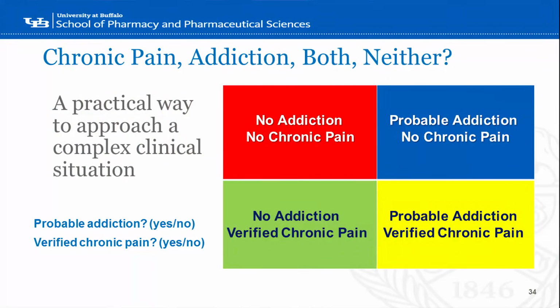I was taught in medical school that patients either had real pain or they were drug addicts, and my job was to figure out which one. I now know that this is not very helpful clinically. A better approach is to decide, does this person have an addiction? Yes, no. And does this person have a chronic pain disorder for which opioids are truly indicated? And by doing that, you'll be able to categorize patients into one of 4 boxes.